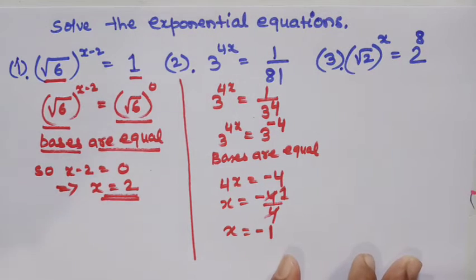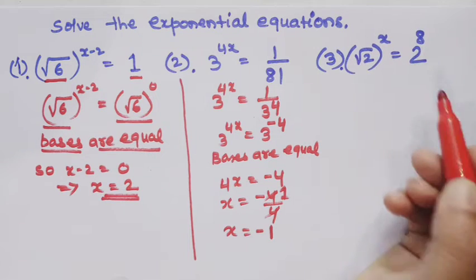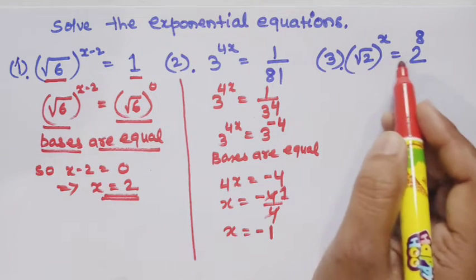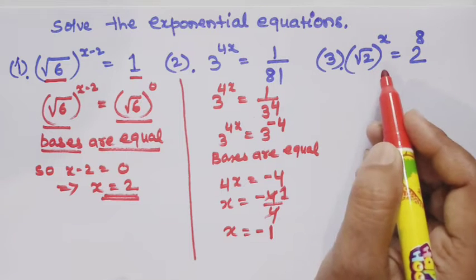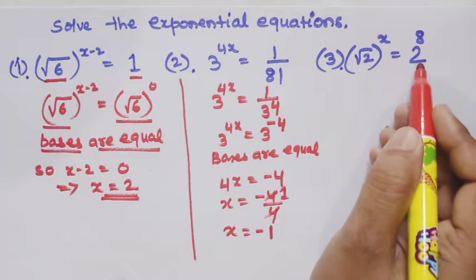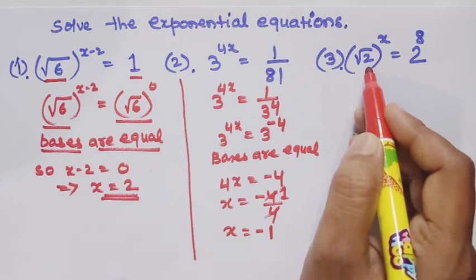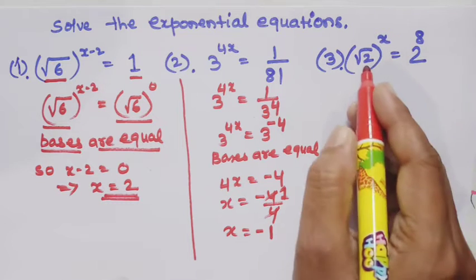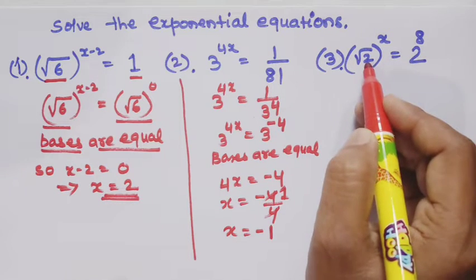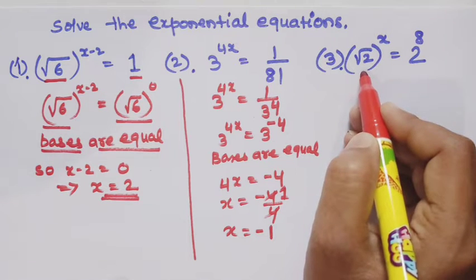Now look here, third one. Root 2 to the power x is equal to 2 power 8. In both the sides, we have already understood that we have to have bases equal. That means the base in the LHS must be equal to the base in the RHS. So either you make this as 2 or make this as root 2. Better you make this as 2.